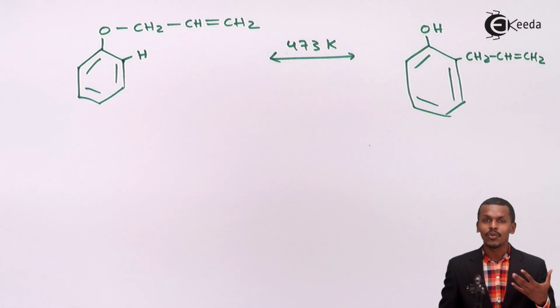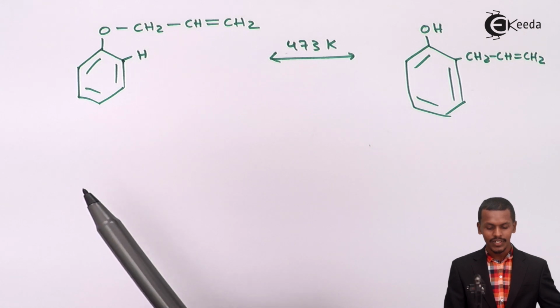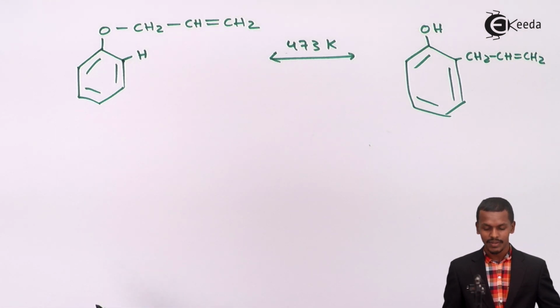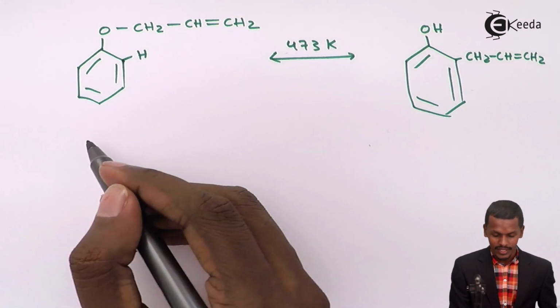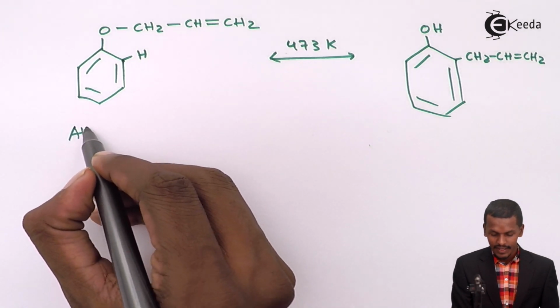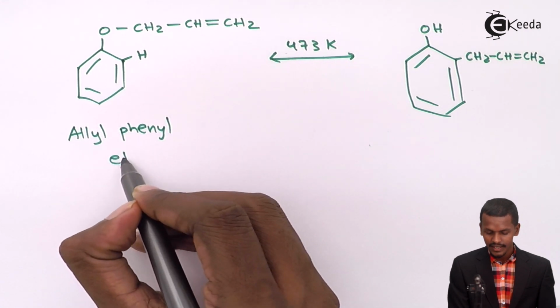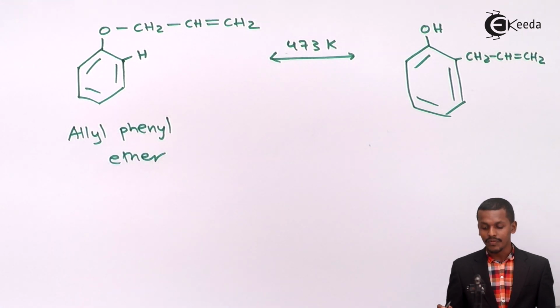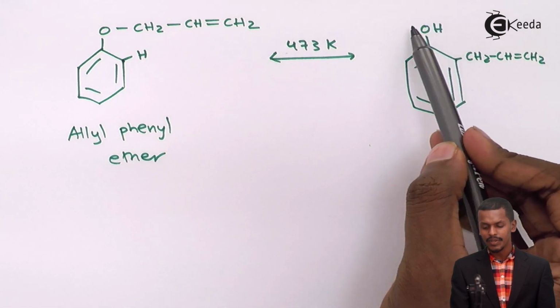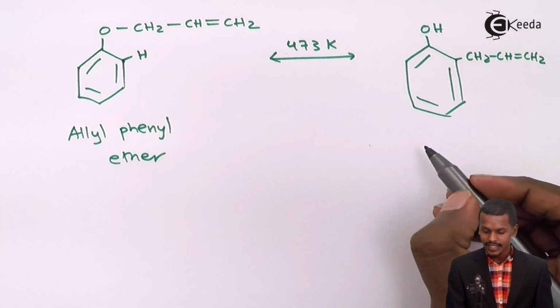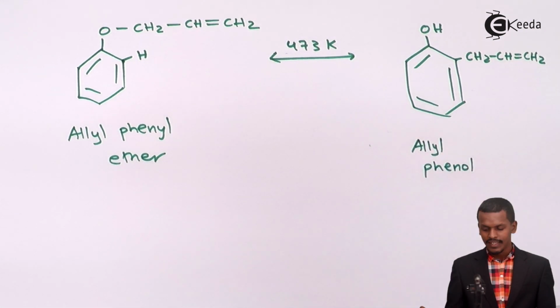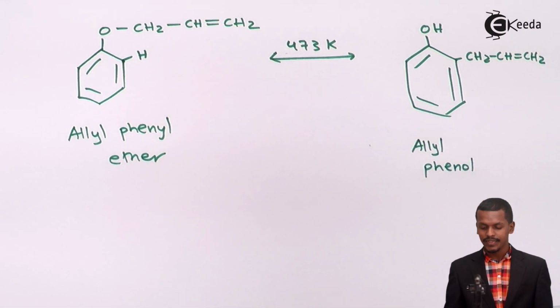So that is the reason it is called a rearrangement reaction. Talking about the name of the reactant I have mentioned over here, the name will be allyl phenyl ether, while the product that we have got is a phenol, so we could call it allyl phenol. So this is the kind of product that we could get. It was an example of the rearrangement reaction.